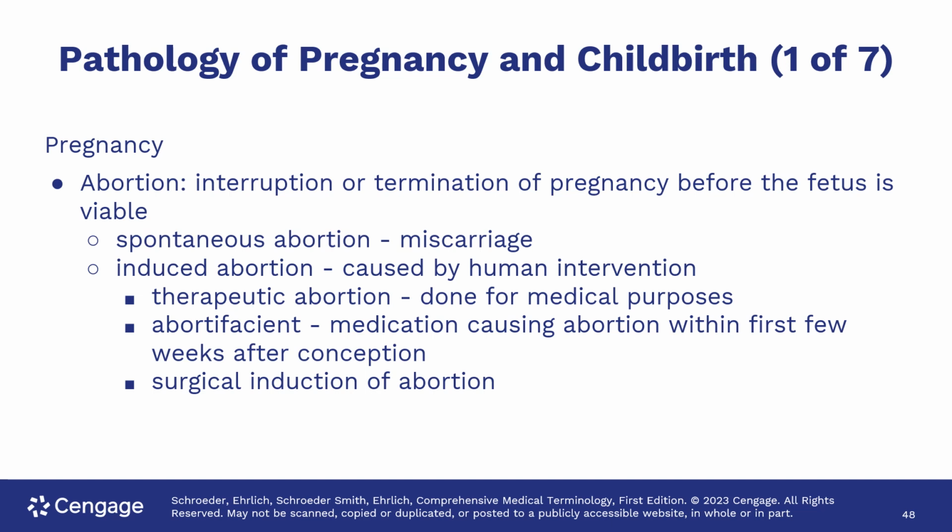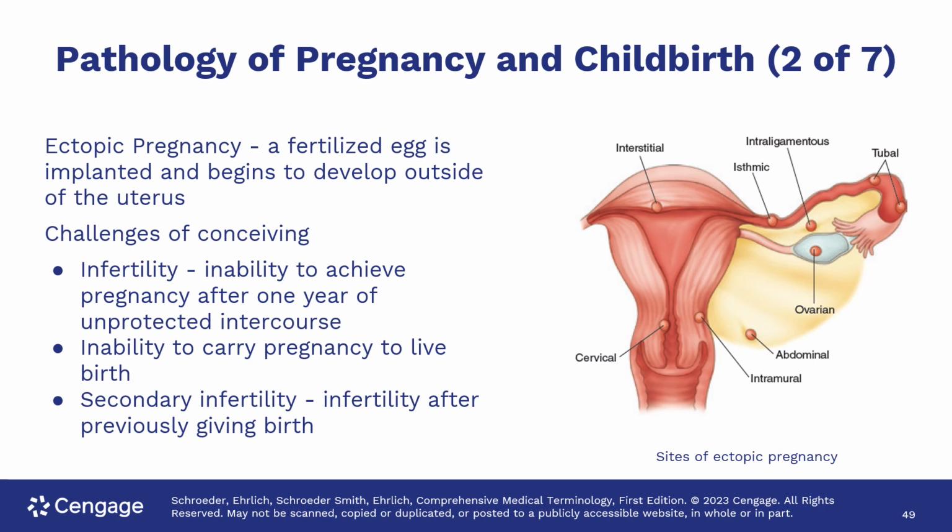Pathology during pregnancy can be abortion or miscarriage. Induced is caused by intervention. Therapeutic is done for medical purposes. Abortifacient is a medication that causes abortion within the first few weeks of conception, or an induced abortion can also be surgical. An ectopic pregnancy is a pregnancy that is implanted in the tube and not the uterus, potentially life-threatening if left unaddressed.